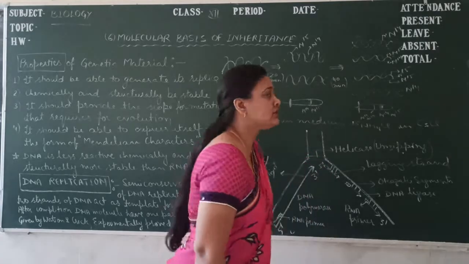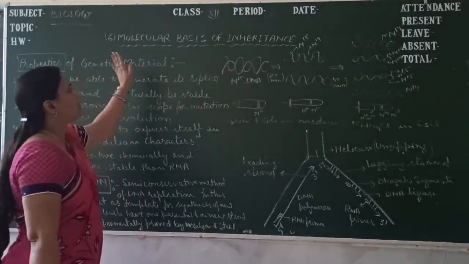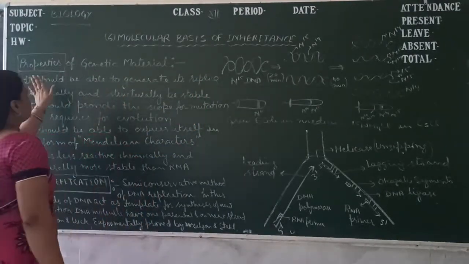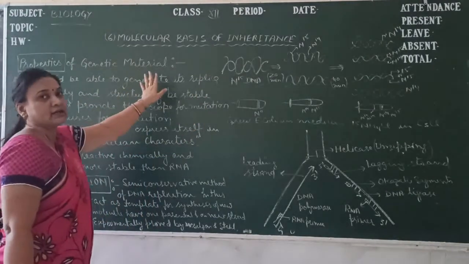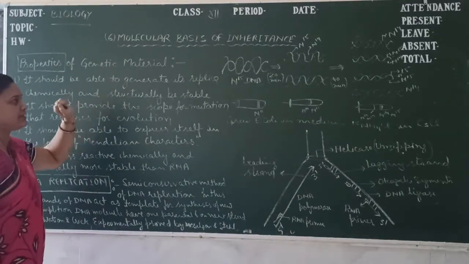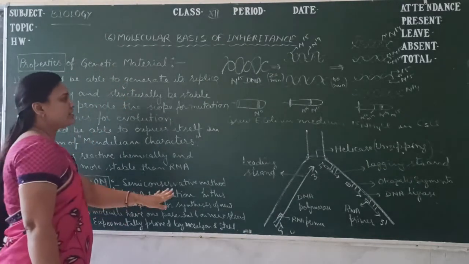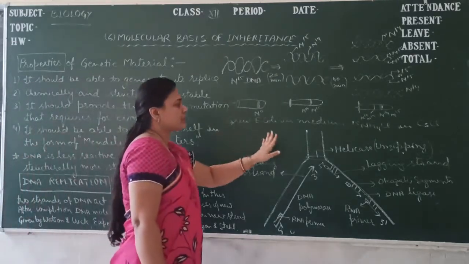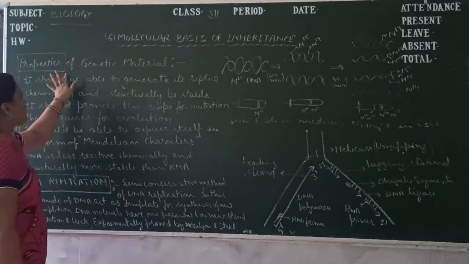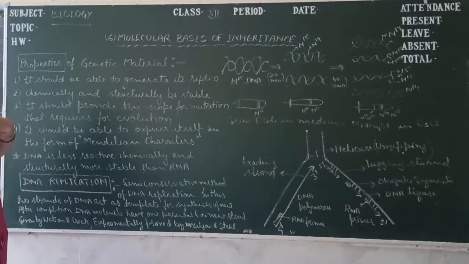For class 12, we continue our topic, molecular basis of inheritance. Today, we will learn about the properties of genetic material, why DNA is better than RNA as a genetic material, the Meselson and Stahl experiment, and the process of DNA replication. First, we will start with the properties of genetic material.